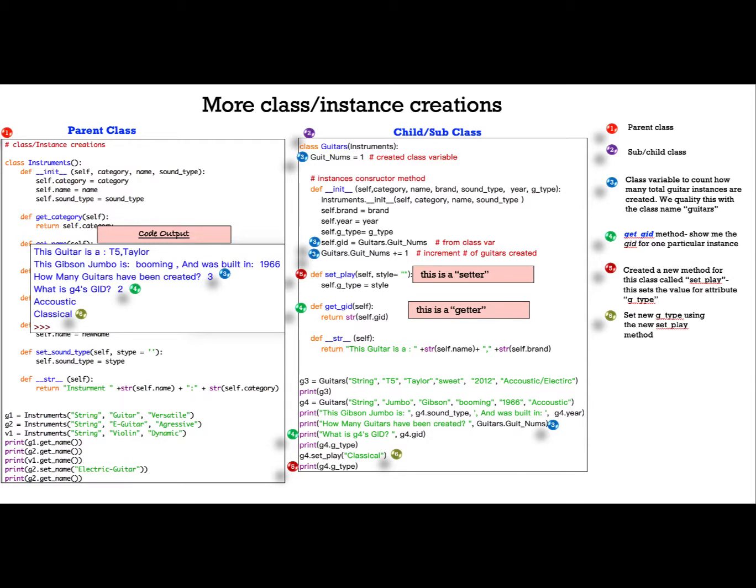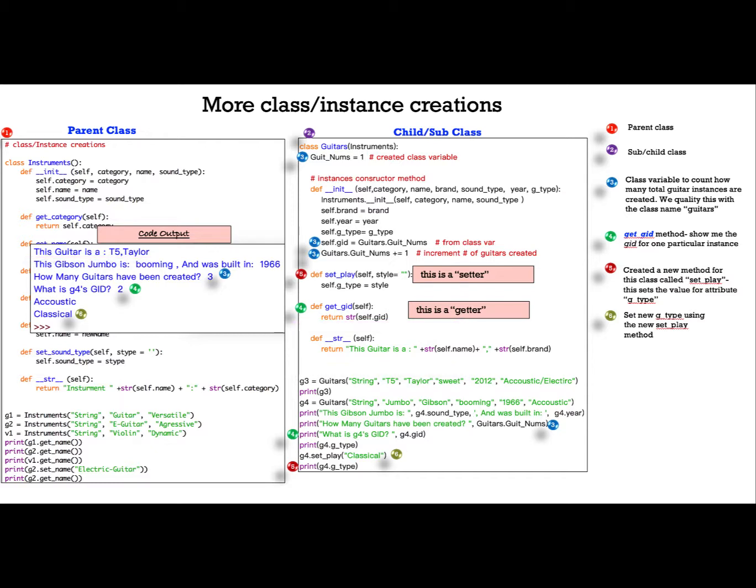And now, of course, we can validate that this is all working by looking at our print statements. So first we create a guitar G3, and we pass it in all the requisite attributes: string for category, T5 for name, Taylor for brand, Sweet for sound type, 2012 for year, and acoustic electric for guitar type. And then we print that out. When we print G3, that's going to pick up on our string method. So it should say this guitar is T5, Taylor.